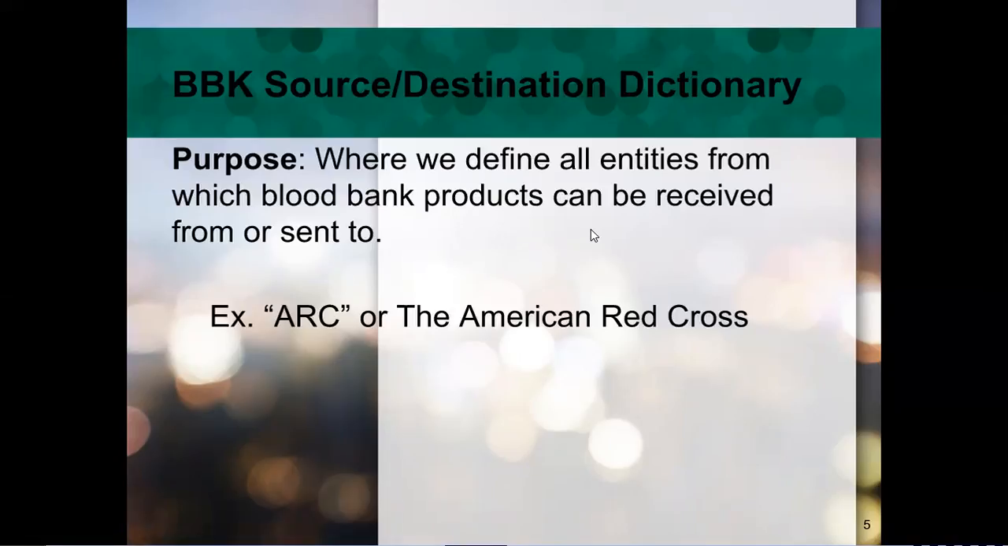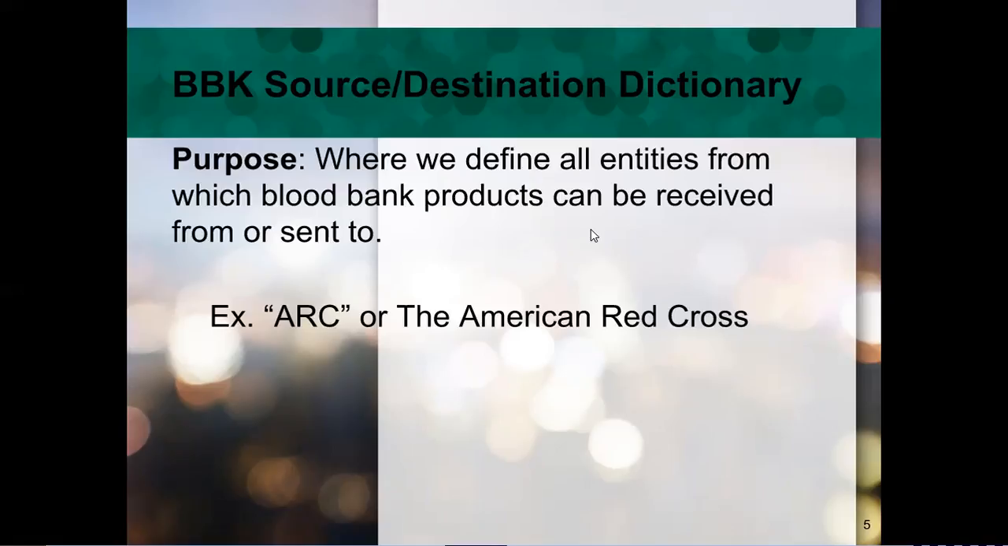So moving on, we're going to review the blood bank source and destination dictionary. The source and destination dictionary should contain all possible sources from which your blood bank receives products and all destinations to which your products are shipped. Sources are linked to units via the enter, edit, inventory units routine, as we saw. And when units are entered into inventory, you must specify an originating source for each unit. In the example we used when we went through our overview, we used the American Red Cross.